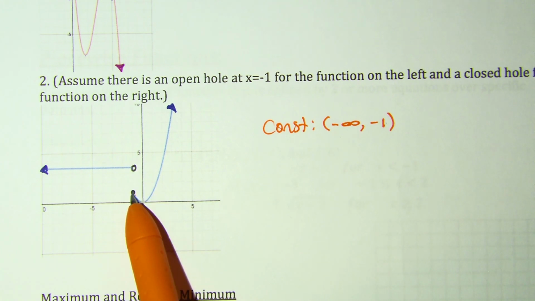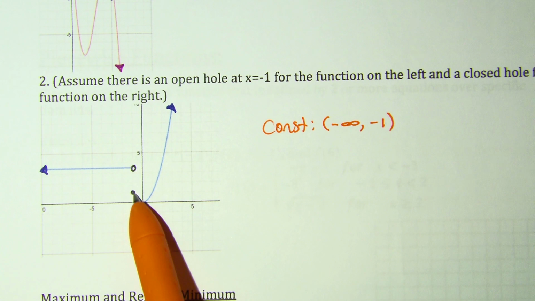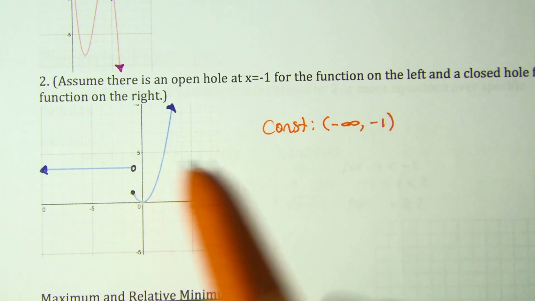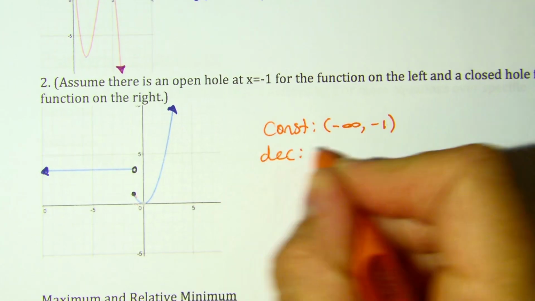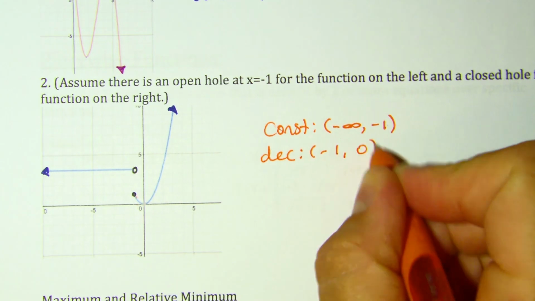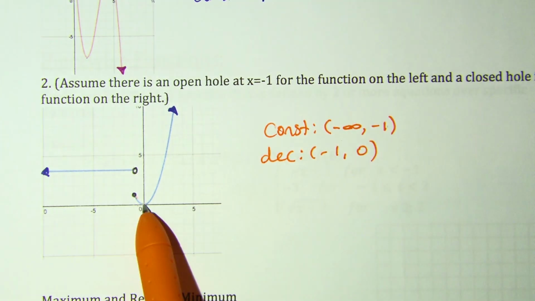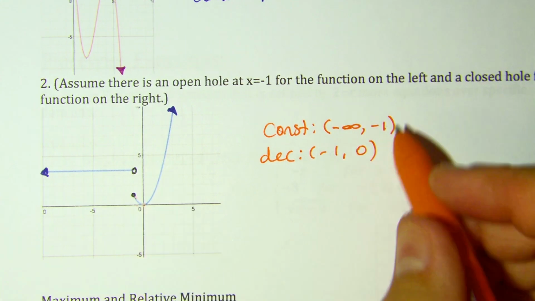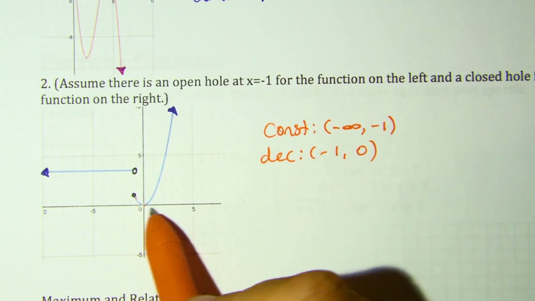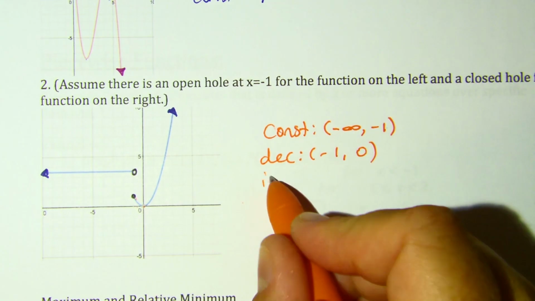And then it started to decrease, but it only decreases a little bit, and then it starts to increase. So decreasing from negative 1 to 0, and then from 0 to infinity, it is increasing. So to infinity, this will keep increasing.